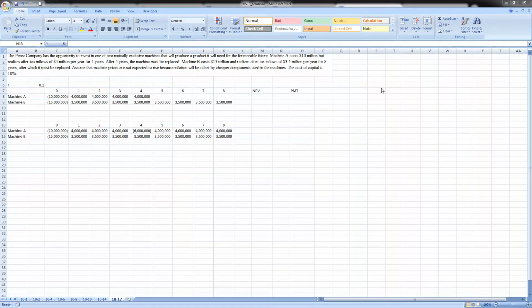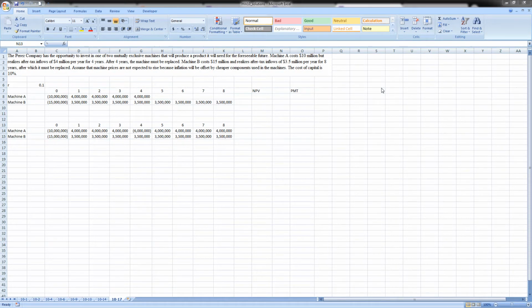The Perez company has the opportunity to invest in one of two mutually exclusive machines that will produce a product it will need for the foreseeable future. Machine A costs $10 million, but realizes after-tax inflows of $4 million per year for 4 years. After 4 years, the machine must be replaced.